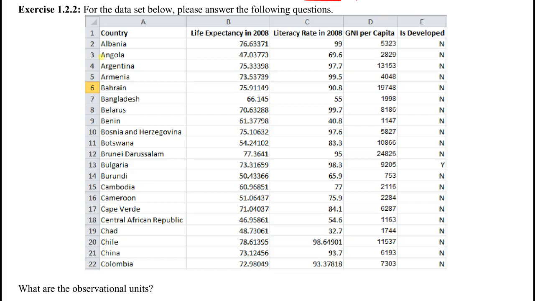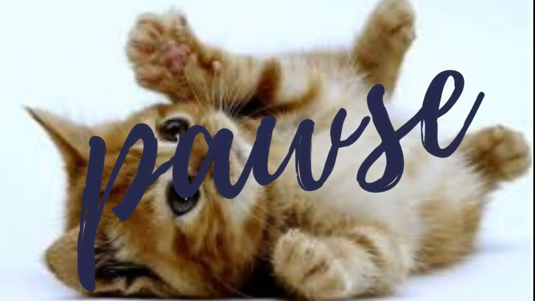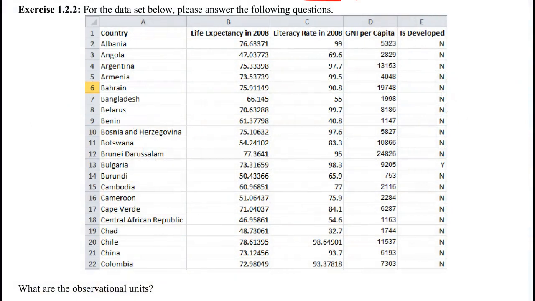Exercise 1.2.2 has us look at a data set and identify all those bits and pieces we've just learned about: observational units, variables, and types of variables. I recommend again that you take a moment, pause the video, try this on your own, just skip to the end and see if your answers are the same as mine. If you want me to talk you through it, here I am.